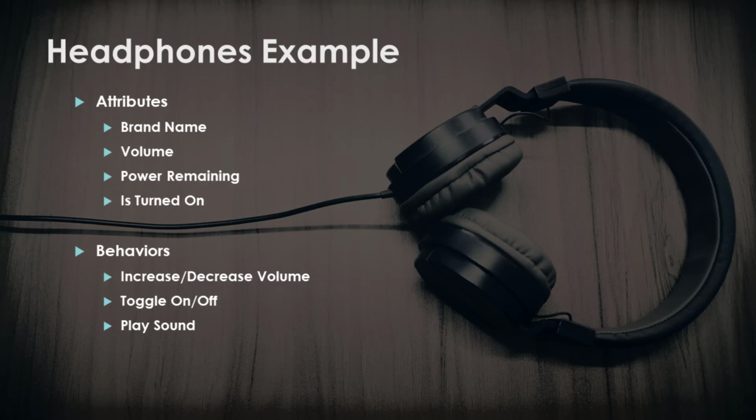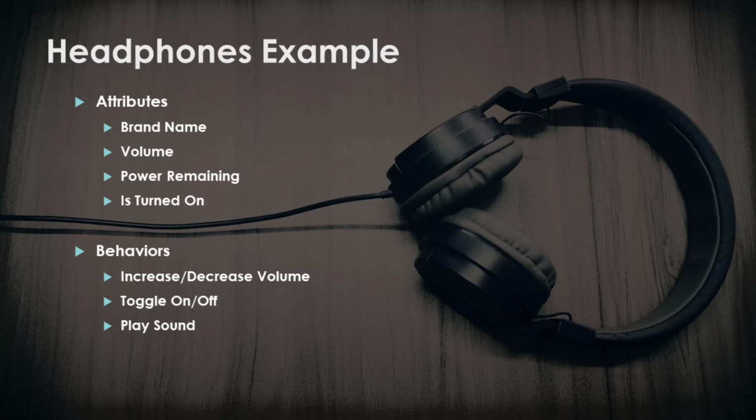Let's use a pair of wireless headphones as an example. The headphones themselves have a few attributes that we can easily identify. We have the brand name, the current volume, the current battery life, and whether or not the headphones are turned on. There are also behaviors attributed to the headphones, such as increasing or decreasing the volume, toggle on or off, and playing sound.